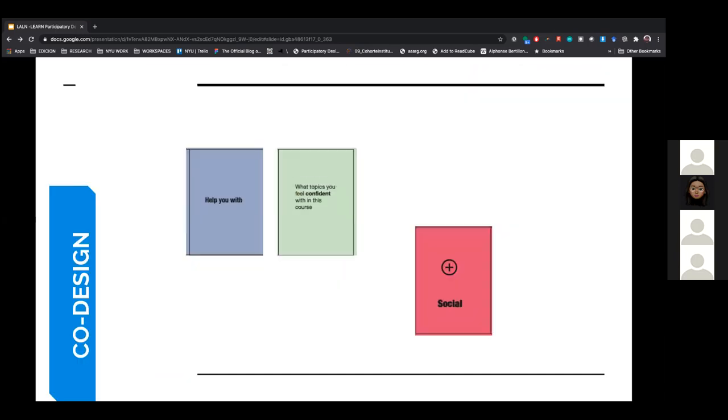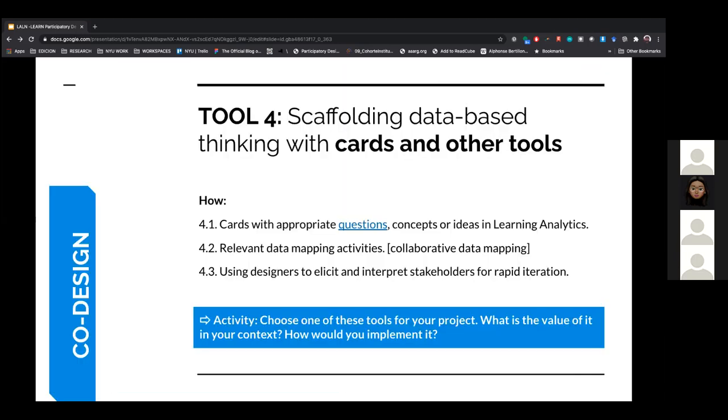Okay, sorry, the activity is way back here. I'm going to give you guys 3 minutes to choose one of these tools for one of your projects.